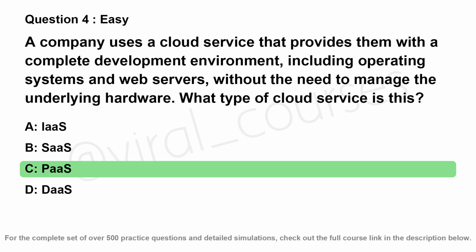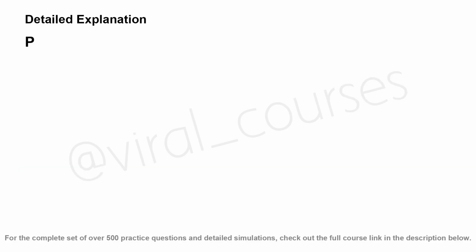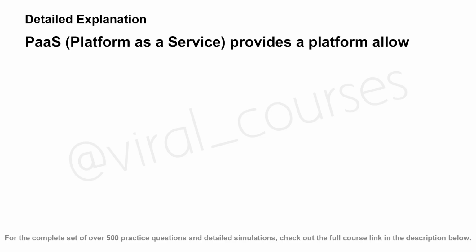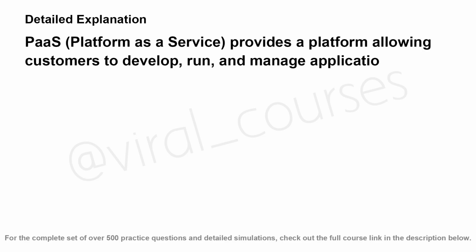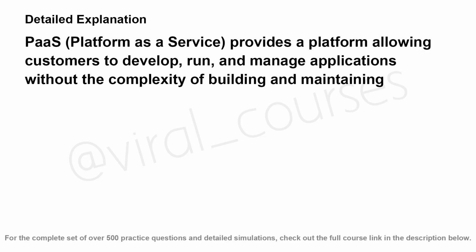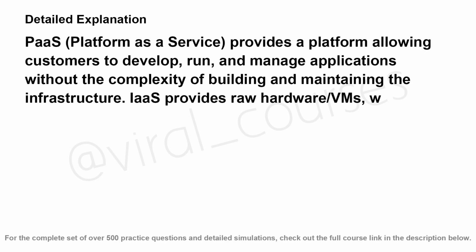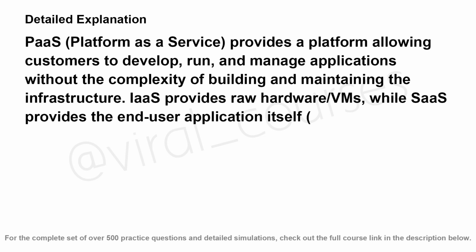The correct answer is C. PaaS, Platform as a Service, provides a platform allowing customers to develop, run, and manage applications without the complexity of building and maintaining the infrastructure. IaaS provides raw hardware, VMs, while SaaS provides the end-user application itself, like Gmail or Salesforce.